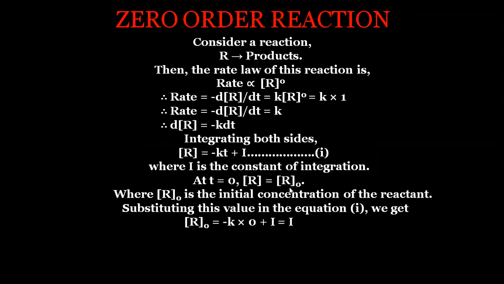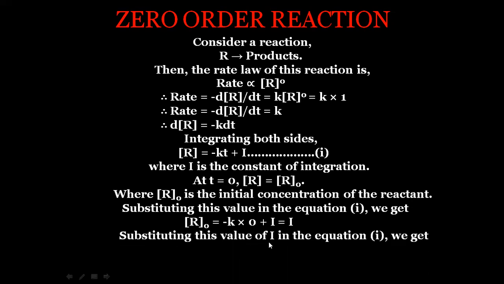So that means R naught is nothing but, or I is nothing but equal to the initial concentration. So this value of I now will substitute in equation 1. So substituting this value of I in equation 1, we get R will be equal to minus KT plus R naught. Okay, so we will be getting R naught here in place of I.